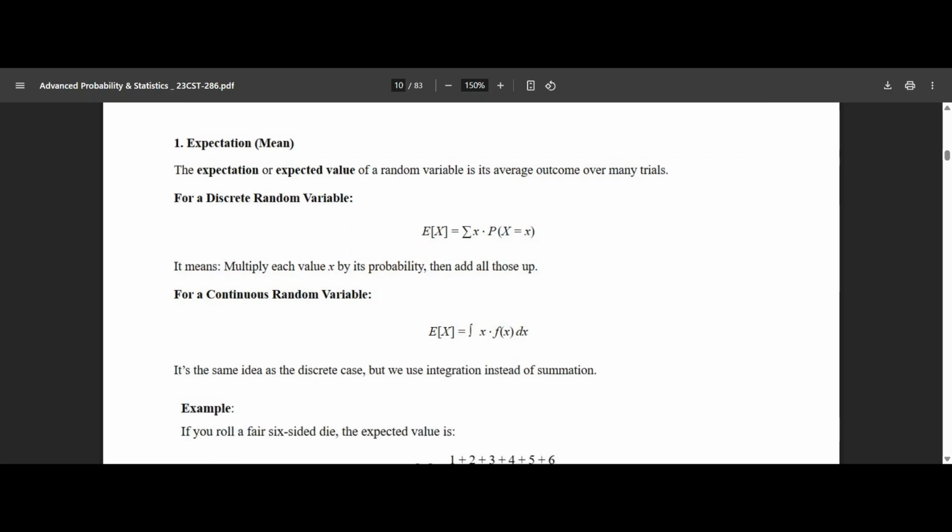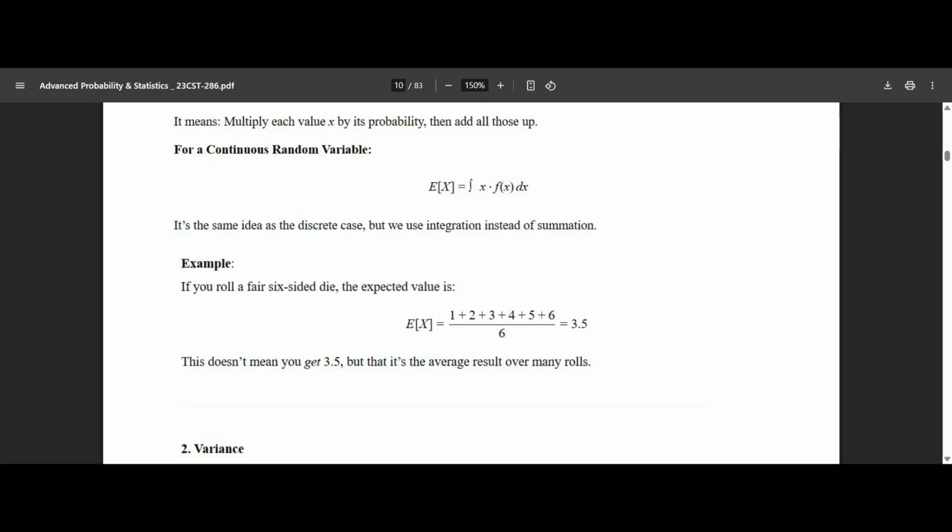For a discrete random variable we do the same thing. That is, expectation of a discrete random variable: we sum up x into p of x, and for a continuous variable we integrate x into f of x. Okay, so it's the same idea but we use integration instead of summation. These two formulas are very basic, you have to remember them. If you roll a fair six-sided die, then the expected value is E of X equal to the summation of 1 to 6 divided by 6, that is 3.5. But expected value doesn't mean you will see 3.5 on the die, that is not possible, but it is the average result over many rolls.